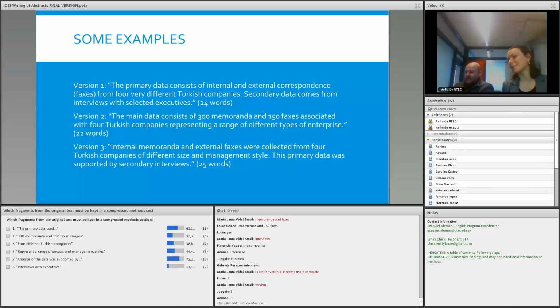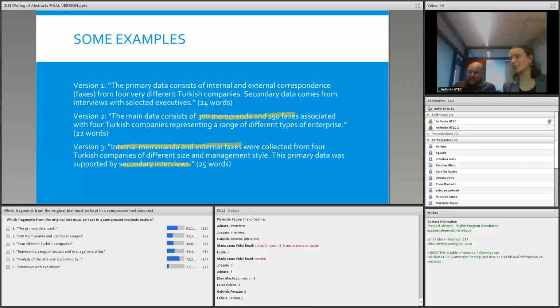So yeah, I agree. I also agree with Lucia, though, that I think version 2 includes the scope of the study. It talks about the numbers, the 300 memoranda, 150 faxes. But I would like it more if it also mentioned the interviews, too. Yeah, secondary interviews, internal memoranda, and external faxes. Look, they all mention the Turkish companies, so they are trying to show that this was not just data from one company, but from different companies instead. So that's important too.